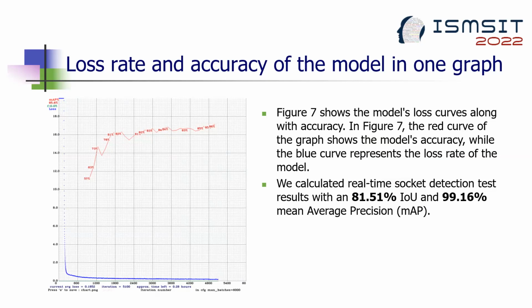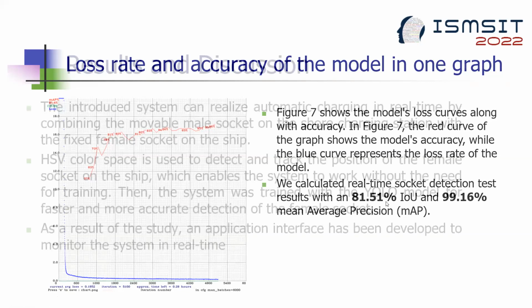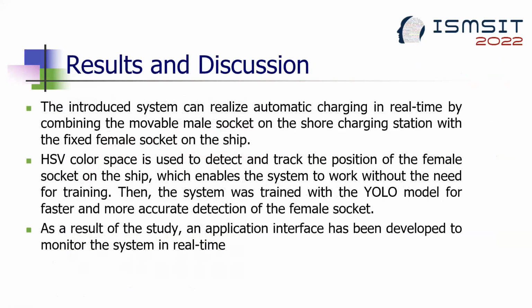In Figure 7, the red curve of the graphs shows the model's accuracy. You can see this from the image, and we calculated real-time socket detection test results with these precision values and IOU, intersection over union, and approximately 100% mean average precision, mAP. And now the results and decisions parts.